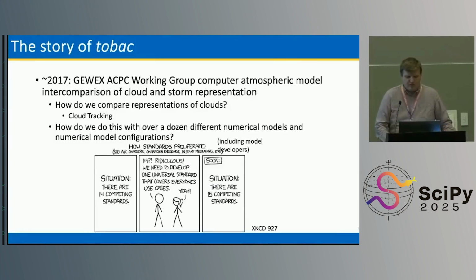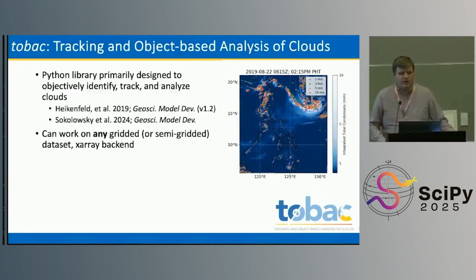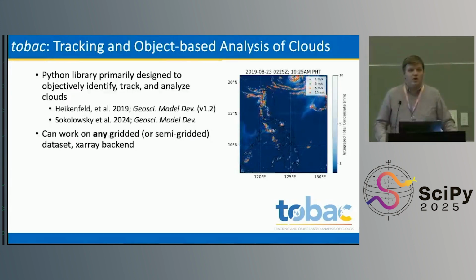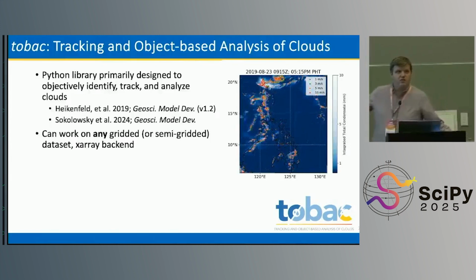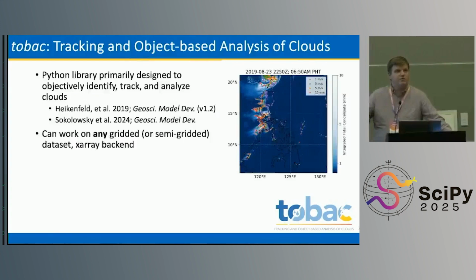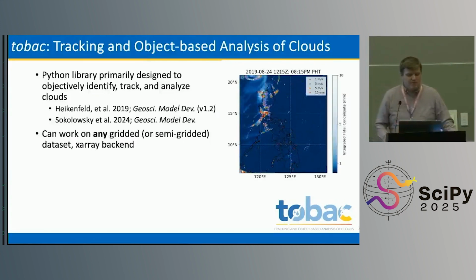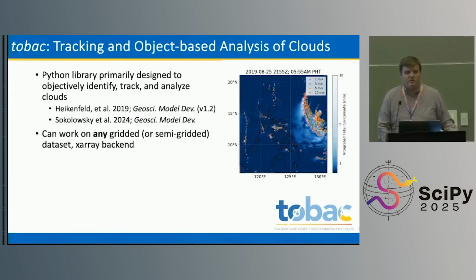So that is the genesis of tobac, Tracking and Object-Based Analysis of Clouds Python package. It's a Python package designed to objectively identify, track, and analyze clouds and provide information on, I say clouds, I'm going to say clouds throughout this entire talk because I said I love talking about clouds. Tobac's been used for a variety of different things beyond clouds. If it's an atmospheric phenomenon, or really if it's a phenomenon that happens on a grid, we can track it. The idea behind tobac was it was one of the first packages of this genre to really embrace the idea of being grid and variable independent. So we can work on any gridded or semi-gridded data set. We have an Xarray backend.